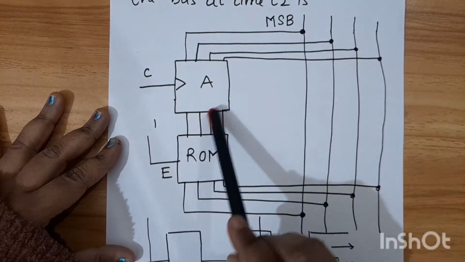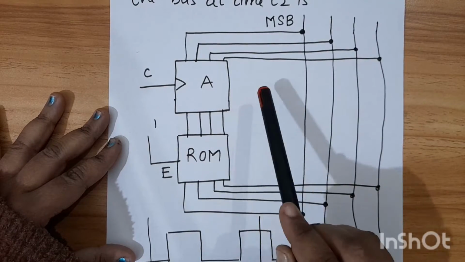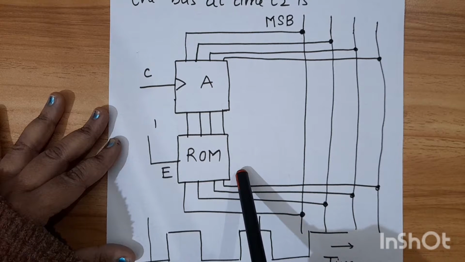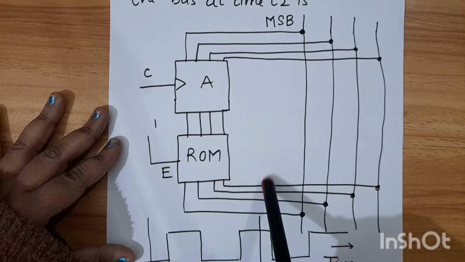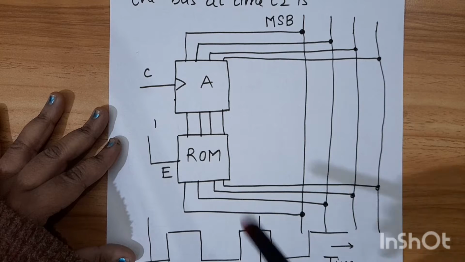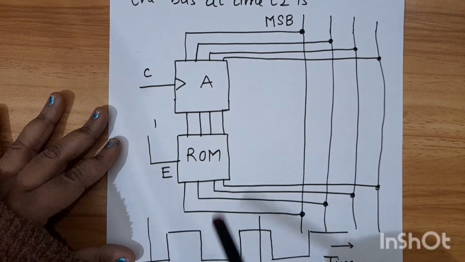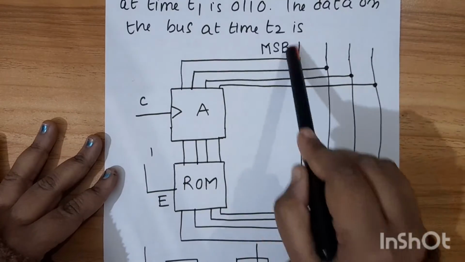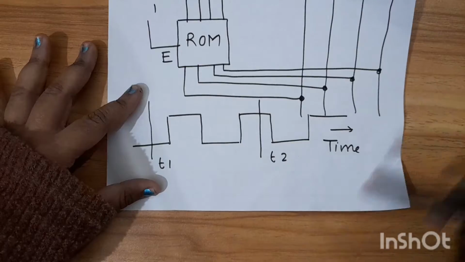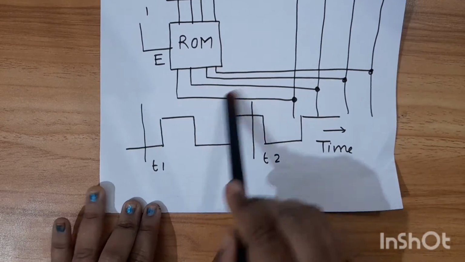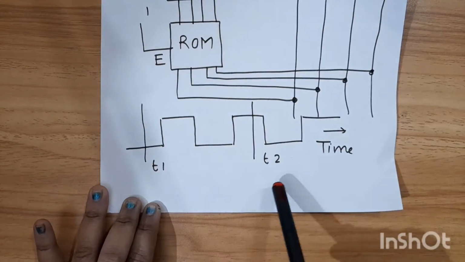Here is the circuit. Here A is a PIPO, parallel in parallel out register. This is a 16x4 ROM, that is 16 words and 4 output lines, with 4 input lines. That means 4 address lines, and a 4 to 16 decoder gives the words of the ROM and the 4 output lines. This is the bus W, this is the MSB of the bus, and this is the clock. This is T1 and this is T2. We have to find the value of the bus at time T2.